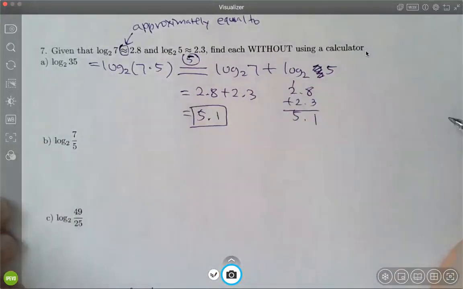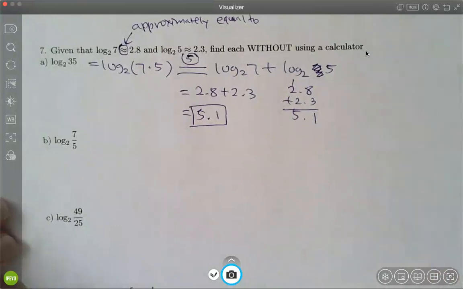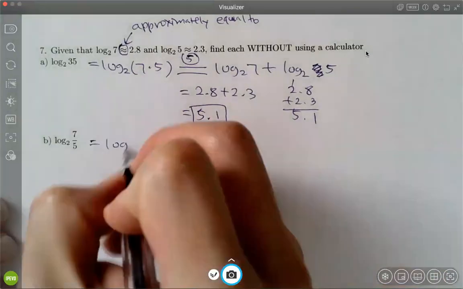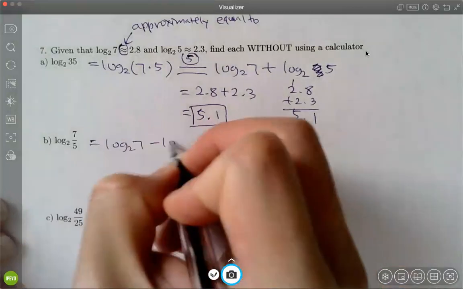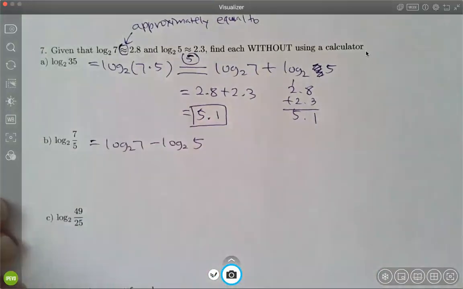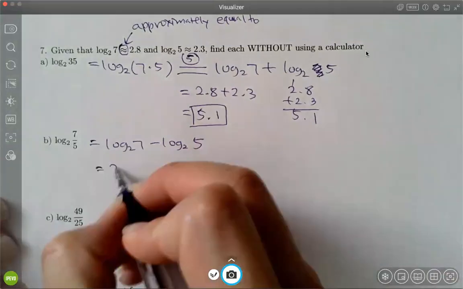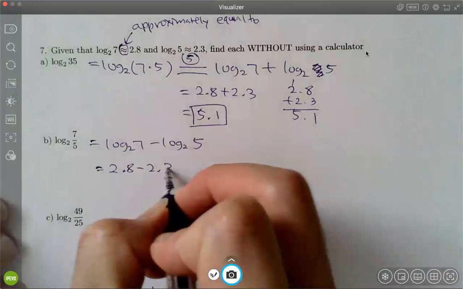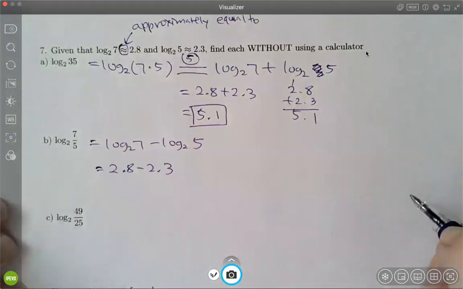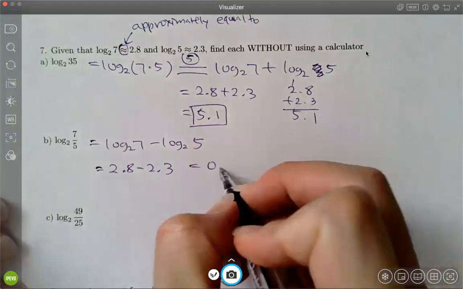And now, log 2, 7 over 5. Does that mean 2.8 over 2.3? No, remember, a fraction within the log means what? The difference, right? So it's log 7 minus log 5. So this means 2.8 minus 2.3. And what is this? 0.5, right?